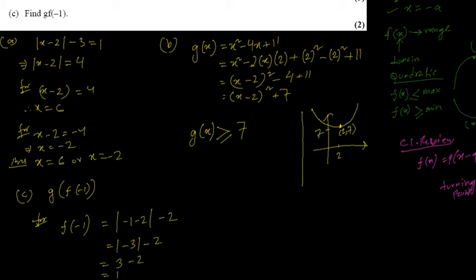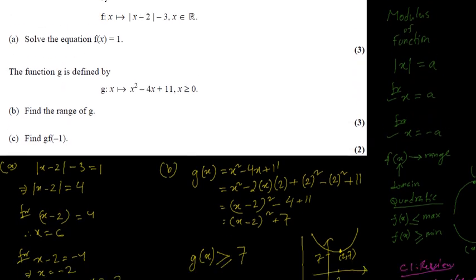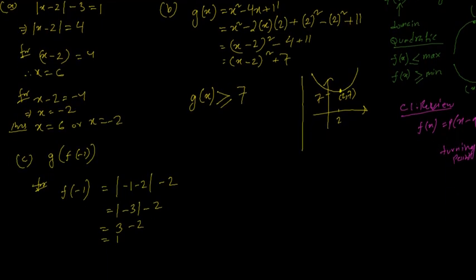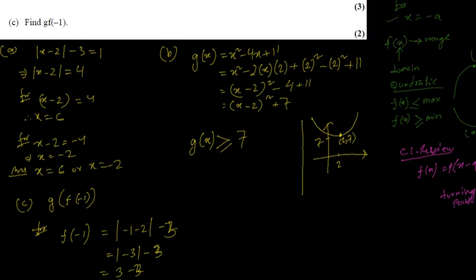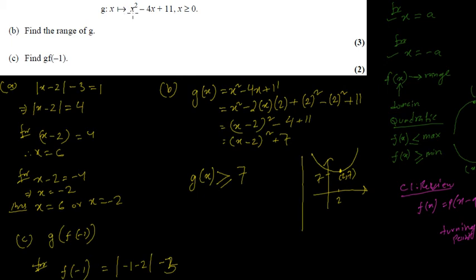Let me double check what it is going to be. It is the absolute value of x minus 2, minus 3, so let me correct it. This will be minus 3, so this will actually be 0. So f(minus 1) has a value of 0. So we have to find the value of g of f(minus 1). Hence, it would be g of f(minus 1). f(minus 1) is 0, so g of 0. And the expression is x squared minus 4x plus 11. So for 0, it will be only 11.